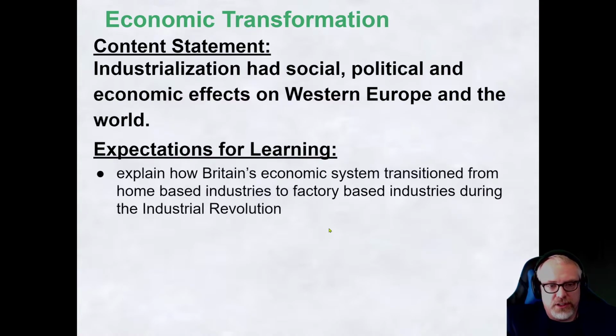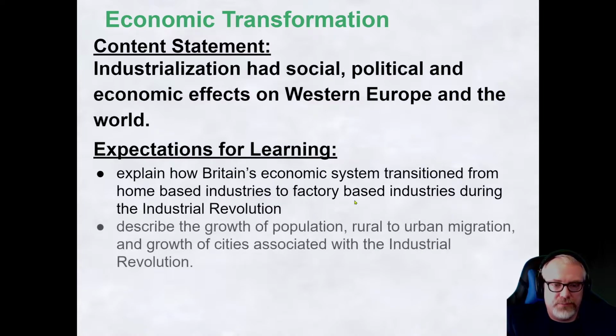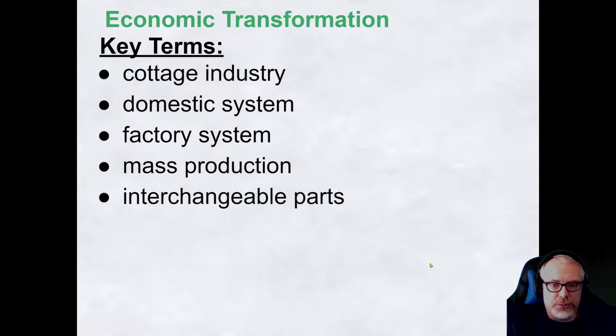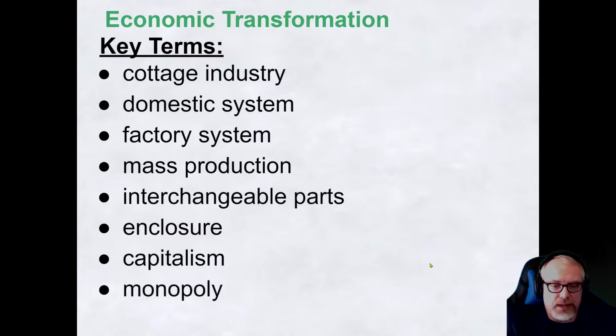Our expectations are to explain how Britain's economic system transitioned from a home-based industry to factory-based industry during the Industrial Revolution, and then to describe the growth of population, rural to urban migration, and the growth of cities associated with the Industrial Revolution. So our key terms for this section are cottage industry, domestic system, the factory system, mass production, interchangeable parts, the enclosure, capitalism, monopoly.